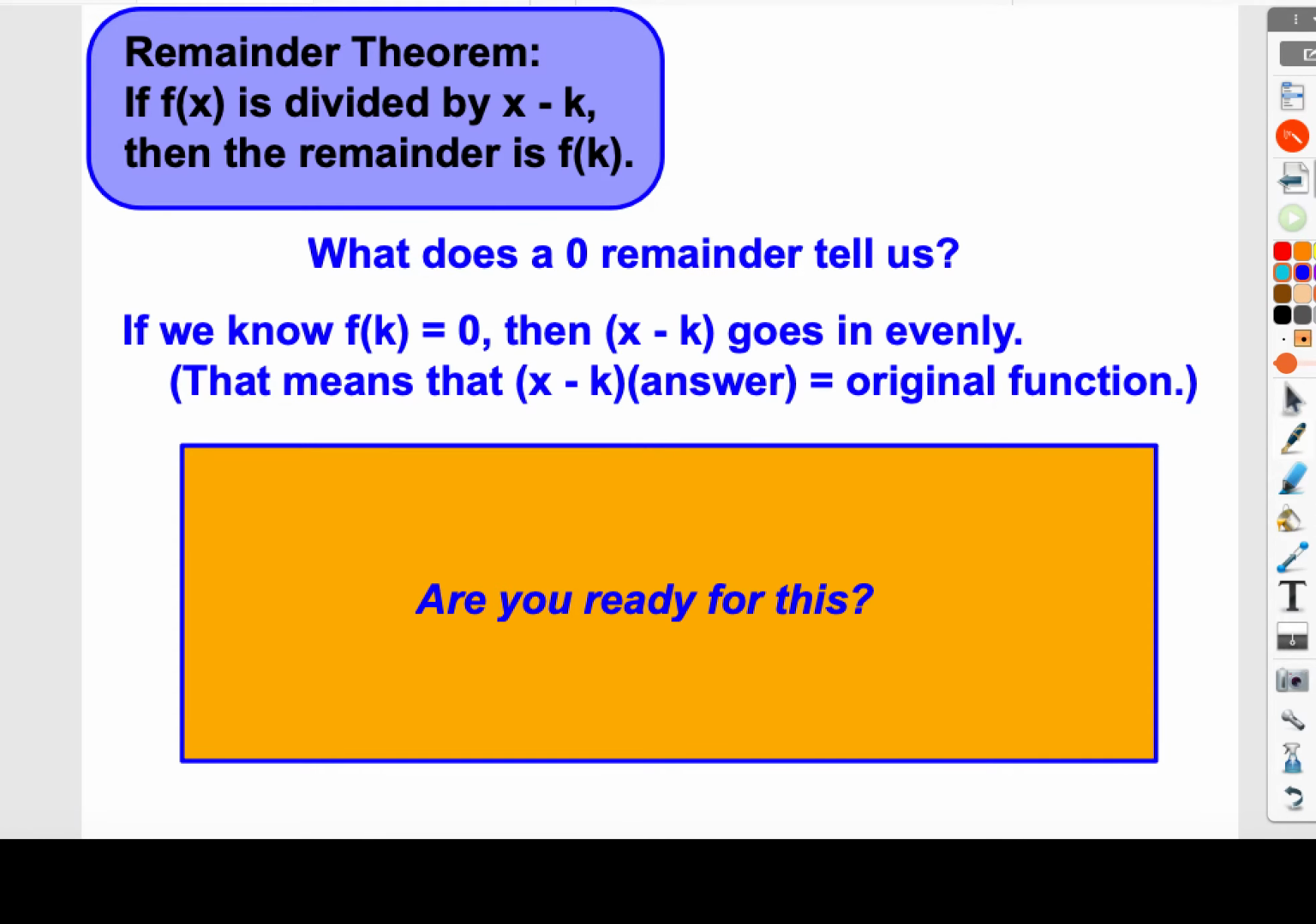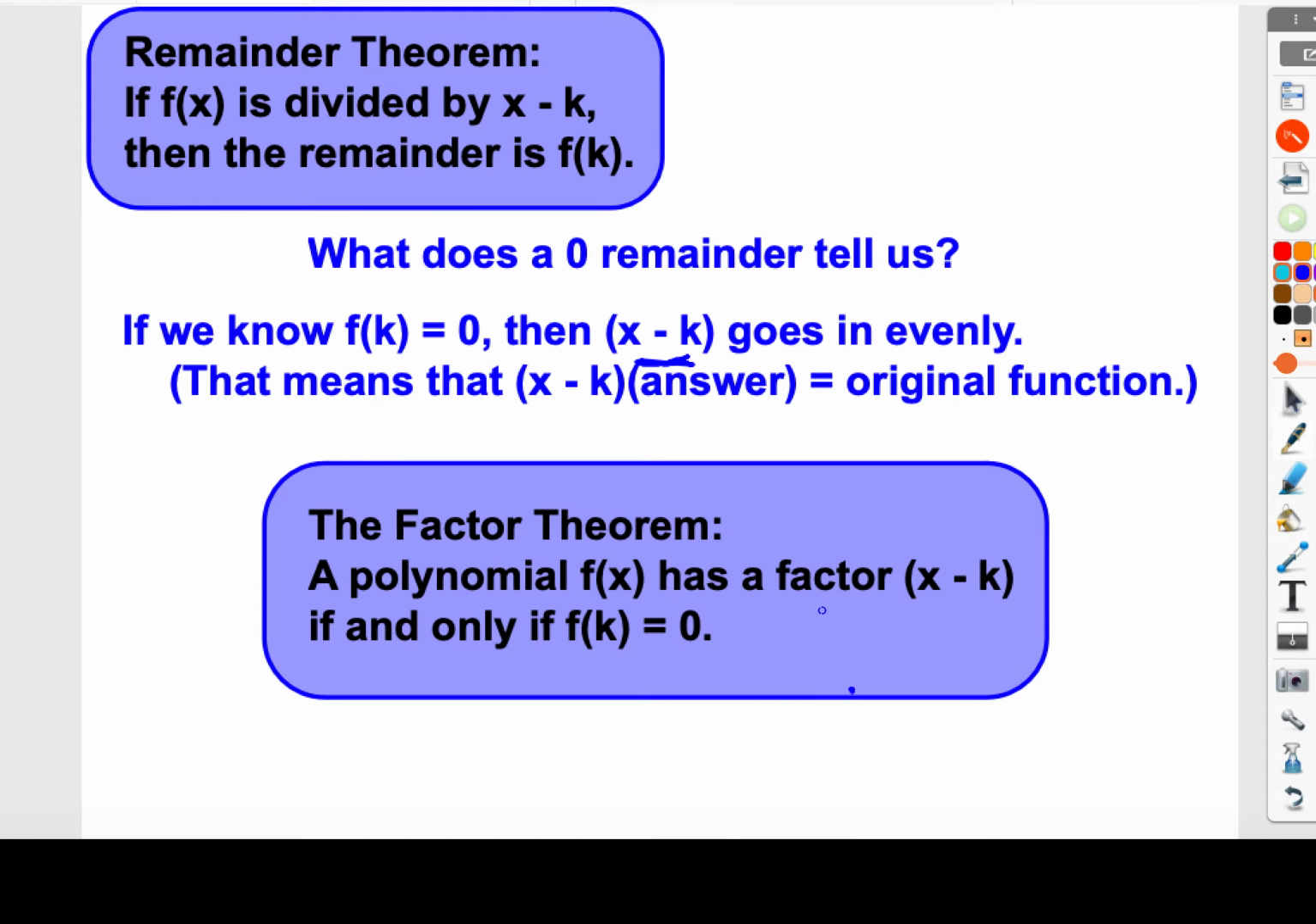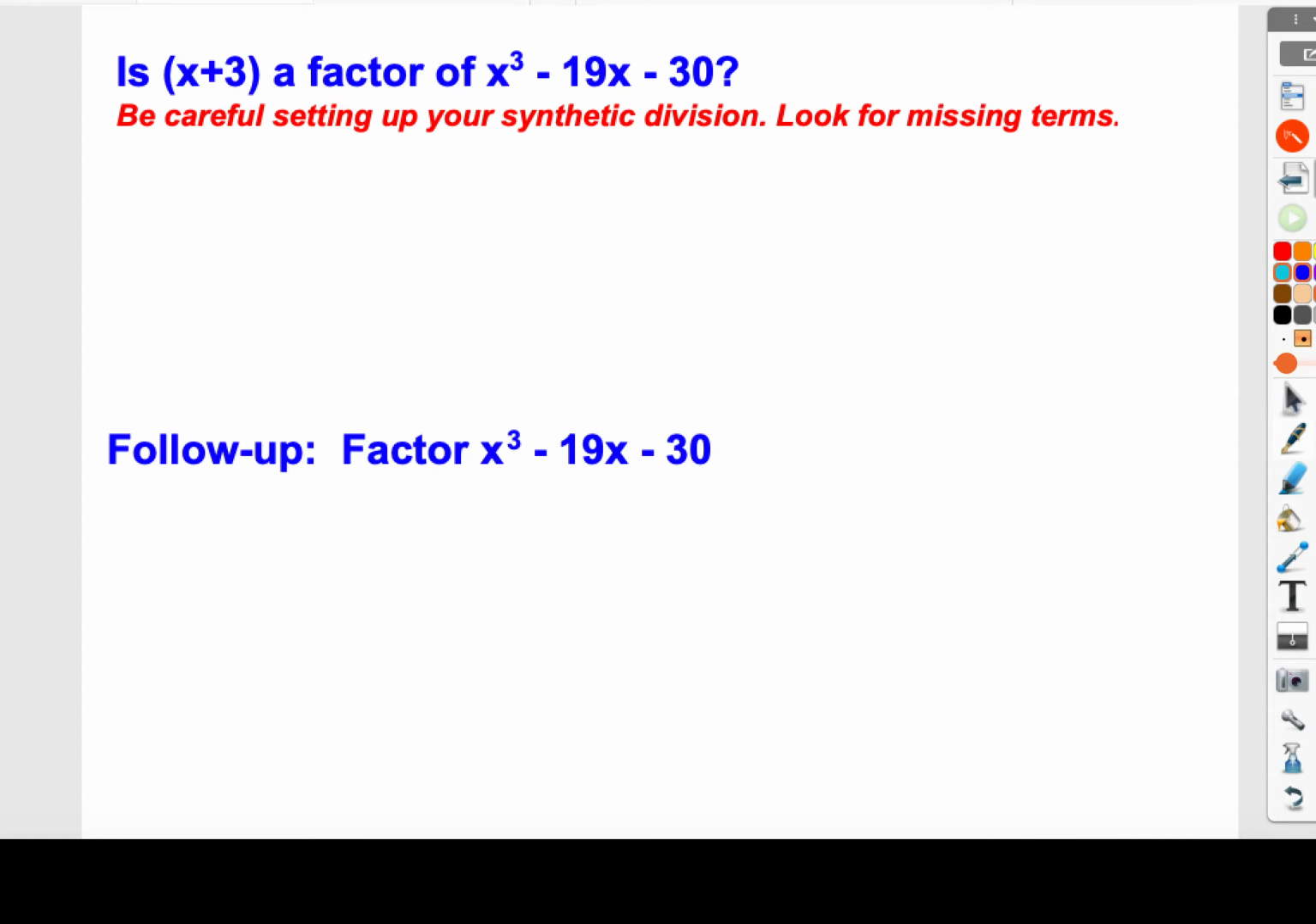What does it mean when the remainder comes out to perfectly 0? Well, it means that x minus k goes in there evenly, and according to what we call the factor theorem, f of x has a factor. That polynomial, that numerator, would have a factor of x minus k. Because, again, that remainder came out to 0. F of k was 0. Now, we can take advantage of that fact. That's a very helpful thing.